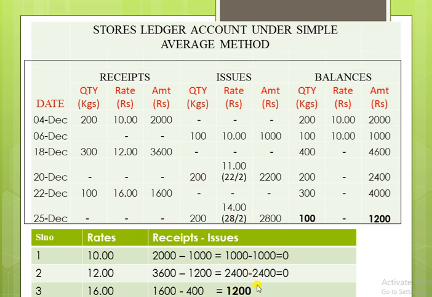You can also observe here. So here you got 1200 and here also it is 1200. So if it is tallied, then your problem is correct. That is, the remaining quantity is 100 and for 100 units the amount is 1200. So 1200 has remained, or we can also call it the closing stock of 100 units at the rate for 1200 amount.